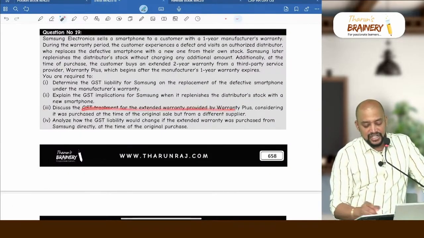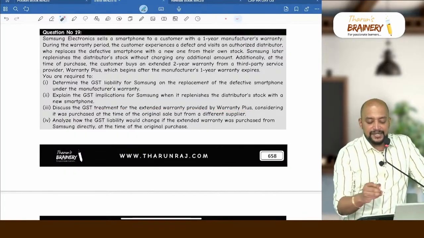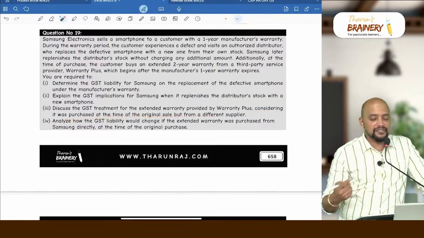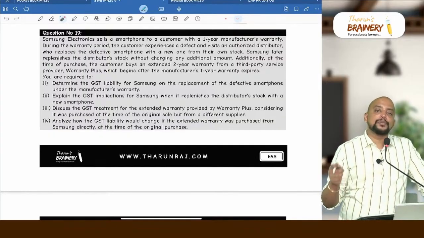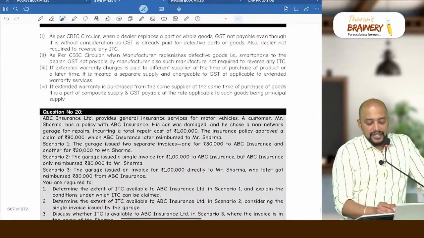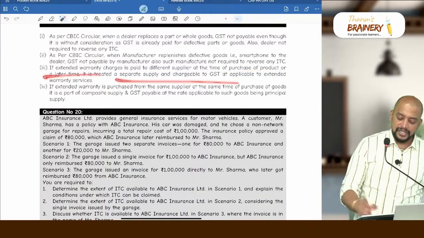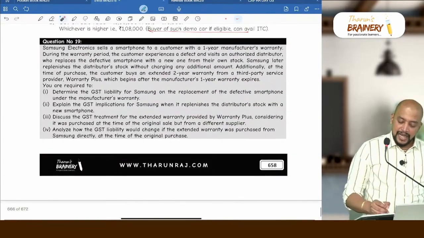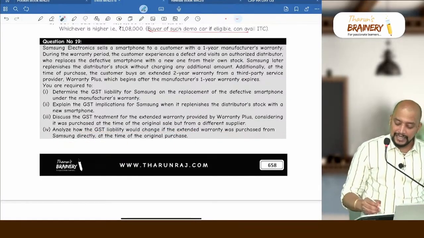Third part, discuss the GST treatment for the extended warranty provided by Warranty Plus. Warranty Plus, same person or different person? Different person. Considering it was purchased at the time of original sale but from a different supplier, it will be treated as independent supply, and GST is payable at the rate applicable to warranty, that will be 18%. If extended warranty charges are paid to a different supplier at the time of purchase of product or at a later time, it is treated as a separate supply and chargeable to GST at the rate applicable to extended warranty services.